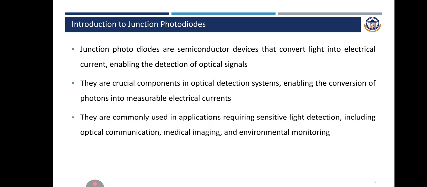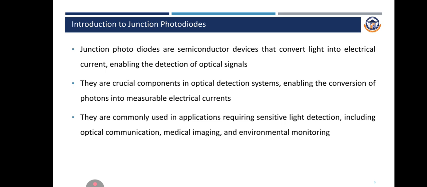Before we start the junction photodiodes, we should know the basics of junction photodiodes. The junction photodiodes are semiconductor devices designed to convert light into electrical signals. So basically, here we are going to convert one form of energy into another form of energy through the junction photodiodes. So here the light energy is converted into electrical energy. They are crucial components in the optical detection system, enabling the conversion of photons into measurable electric currents.